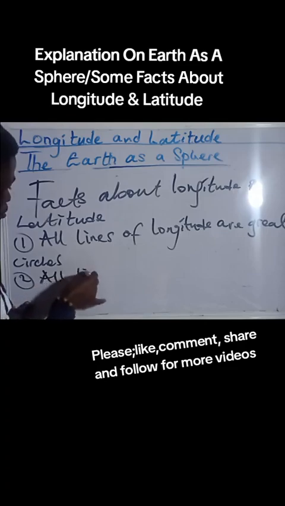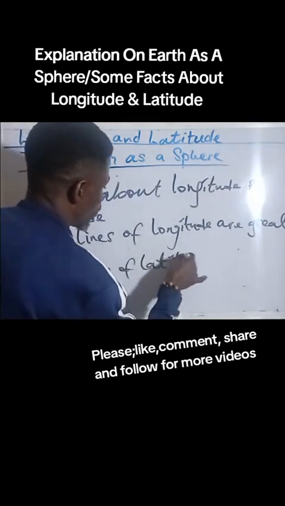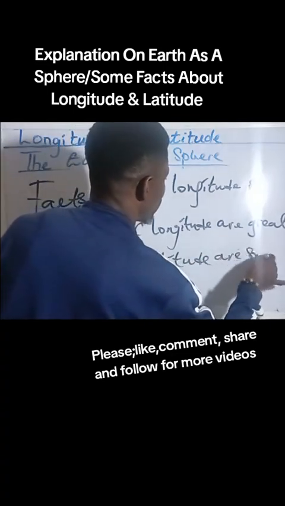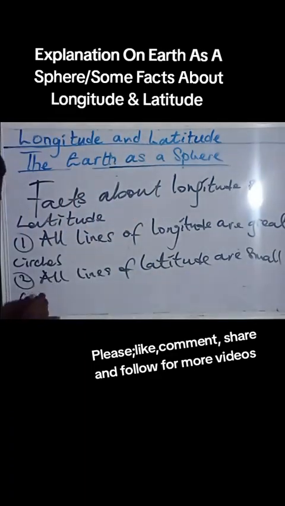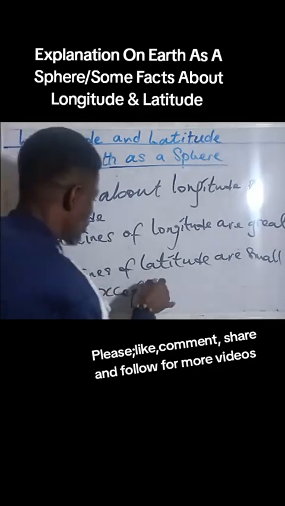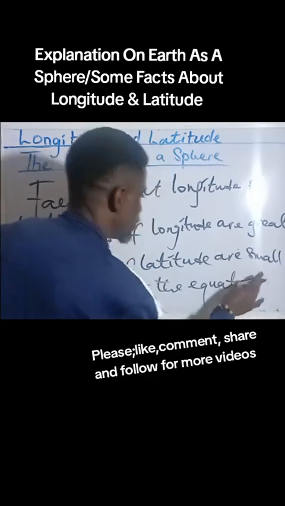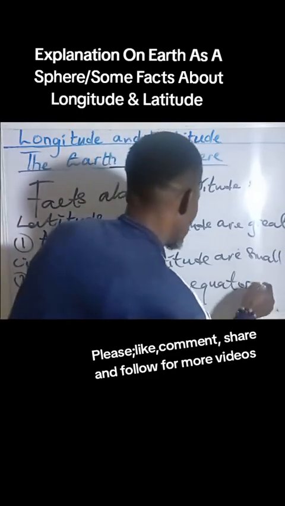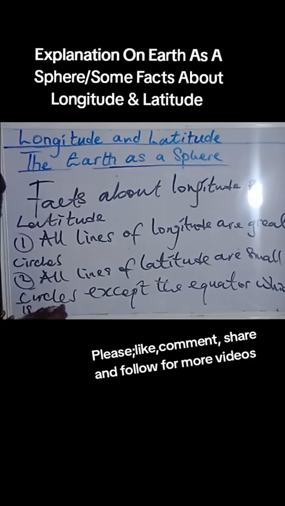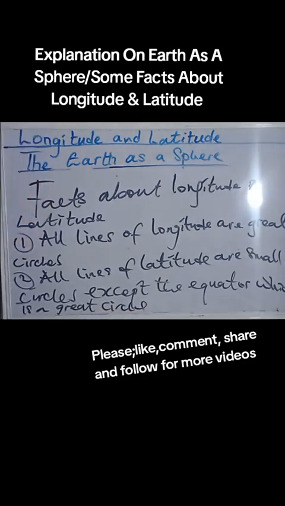Then another fact is that all lines of latitude are small circles, except the equator, which is a great circle.